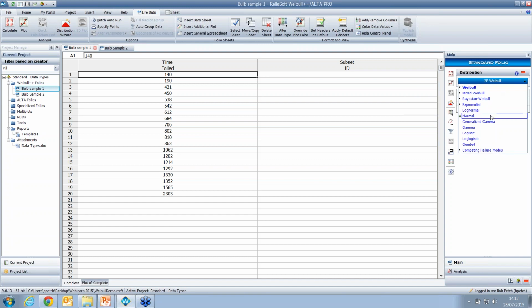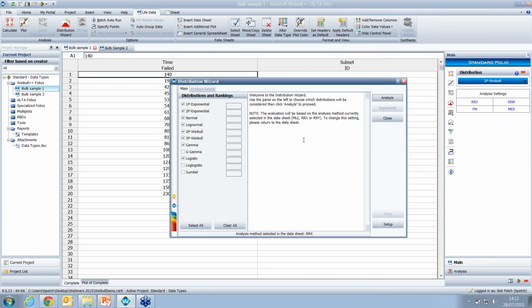Looking at the analysis panel, it can be seen that Weibull++ has a wide selection of distributions, and it is not always clear which is the best to use. There is an inbuilt tool called the distribution wizard that can help us choose which model has the best statistical fit. Due to the small sample size of only 20 units here, I have removed some of the more complex models. By running the wizard, we can see that the 2-parameter Weibull model comes out as the best fit. I will implement this recommendation and calculate the parameters from the data set.